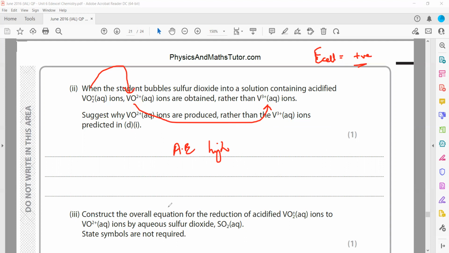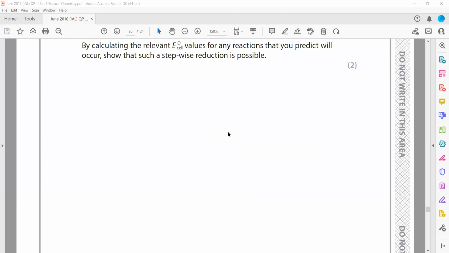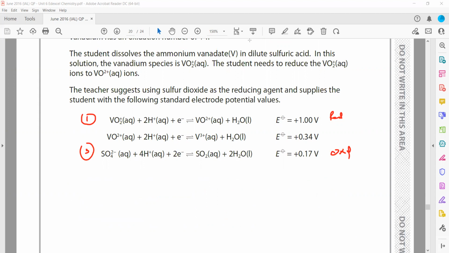Now construct the overall equation for the reduction of VO2+ from 5 to 4 by sulfur dioxide. So how do we construct it? A simple way is to construct the equation from the electrode potentials. This reduction happens, and this one oxidation happens. The one where reduction happens will be as it is, because these are always reduction potentials. But the one where oxidation happens will be opposite: when we are writing, this side will be the reactant and this will be the product. But here this is the reactant and that is the product.